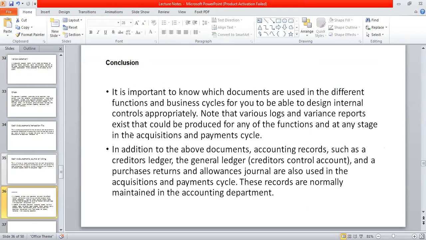If I follow the rubric, there are also check requisitions and remittance advice, and the supplier's delivery note.